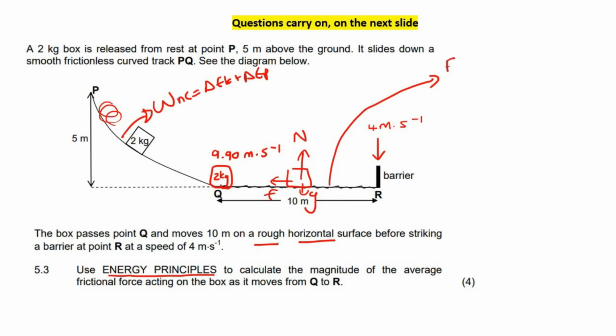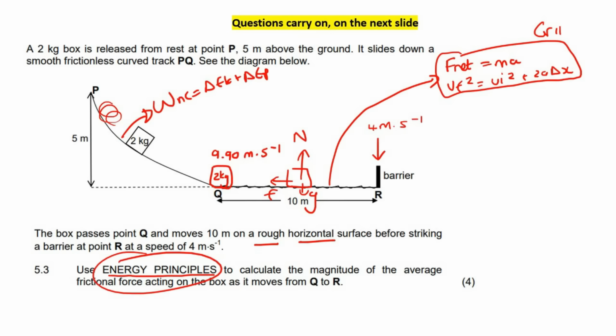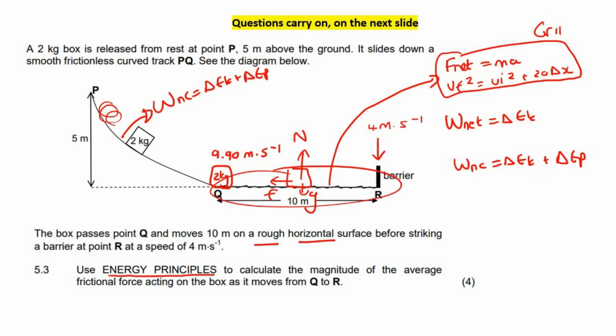We could go old school. We could go grade 11 if we wanted to: F net equals MA, combined with VF squared equals V initial squared plus 2A delta X. Those two work nicely together. That's the grade 11 approach. We're not allowed to use that one in this question because they only want us to use energy principles. So your energy principles could either be W net equals delta EK, that'll work, or you could even use WNC again. As long as you're on a straight line, all three of these can work. When you are on a curved surface, I typically recommend you just stick to that one. You can use another one there, but it gets weird. So we're not going to use this one.